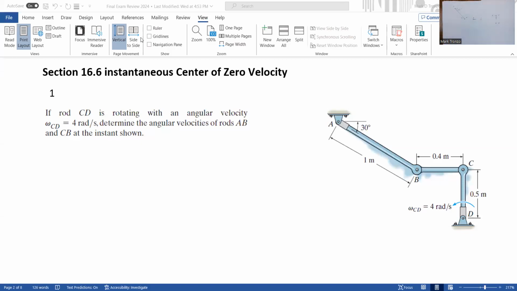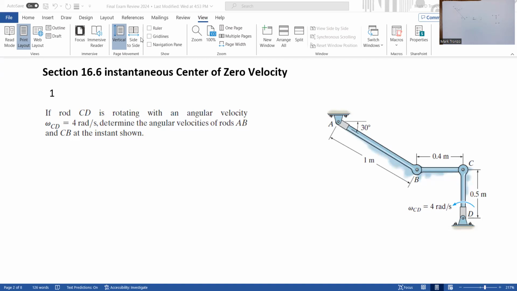So let's take a look at this problem. If rod CD is rotating with angular velocity of 4 radians per second, determine the angular velocity of rods AB and CB at the instant shown. Now, one thing to notice on these, again, this is under the instant center of zero velocity section, but we still have to use stuff we've learned from the other sections.